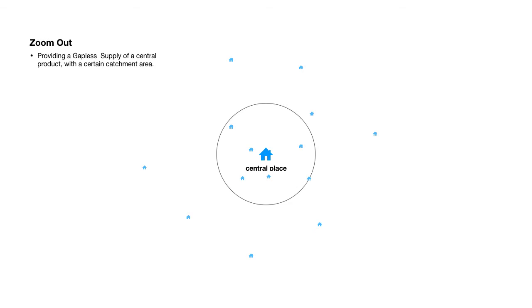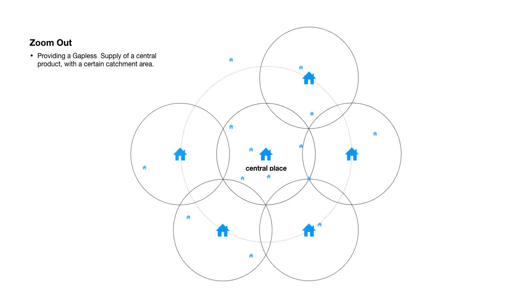To provide a gapless supply with a product of the same centrality in an idealized model, 6 further central places have to be placed in a circle at a certain distance to the first central city. This location is the most economic to cover every town without creating too much overlap of the circular catchment areas.